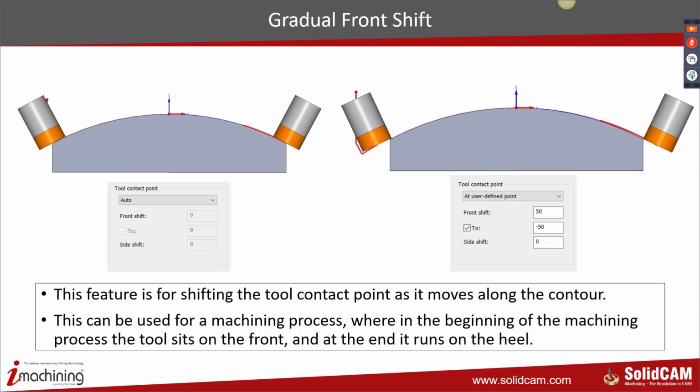The application for this particular feature would be, let's say you would like to use a polishing wheel and you would like to polish the surface in 5-axis, and you would like to use the entire surface of the wheel and not allow it to wear out only in one portion of the area. You would like to use the entire face. In that case, you use this function of front shift.